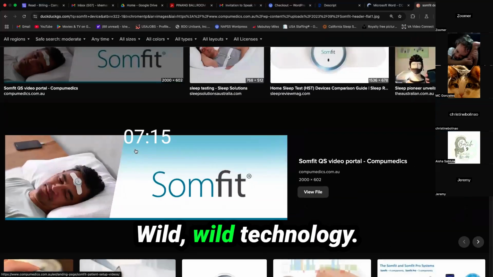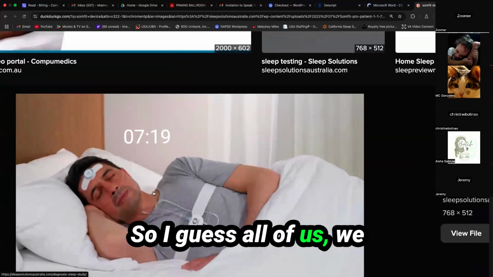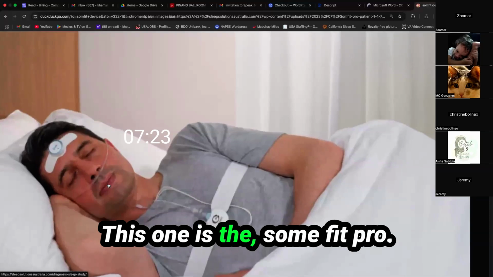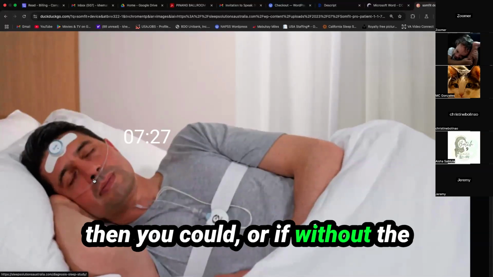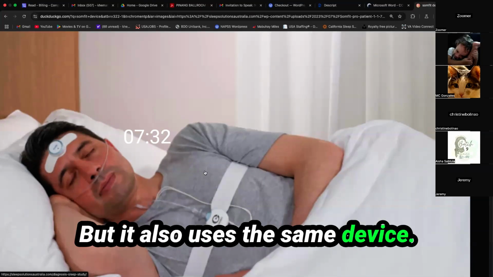Wild technology. So I guess all of us, we have to now quit sleep. This one is the SumFit Pro. You can attach a cannula, or if without the cannula, you can attach EKG instead, but it also uses the same device.